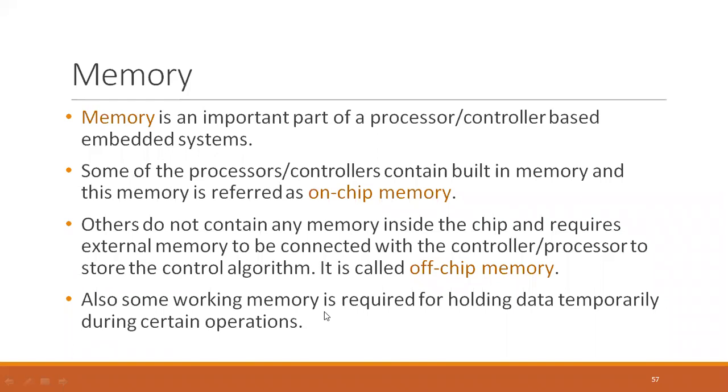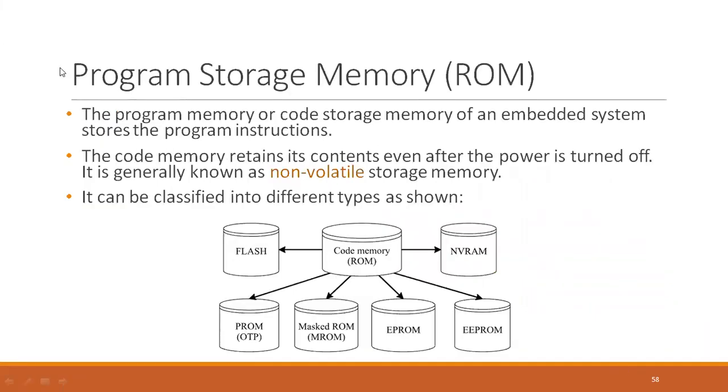Also, some working memory is required for holding data temporarily during certain operations. You need to have the working memory that is basically used to hold the data temporarily. So let us look at how your program actually looks like. You have the program memory or code storage memory of an embedded system, which stores the program instructions, right?